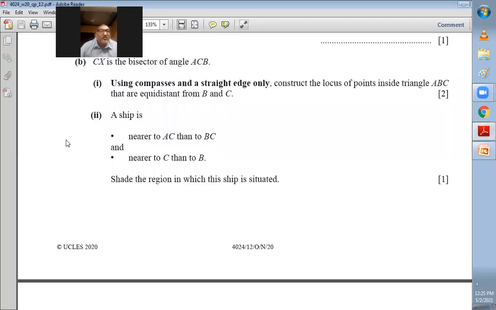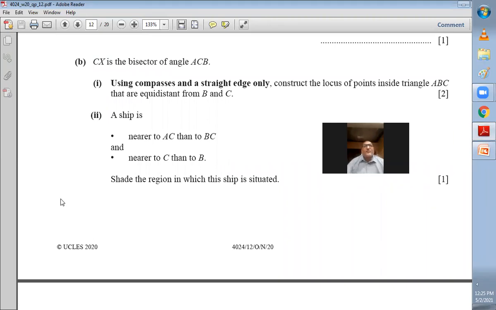Then look at the question. He gave you some conditions. He says, a ship is nearer to AC than to BC.